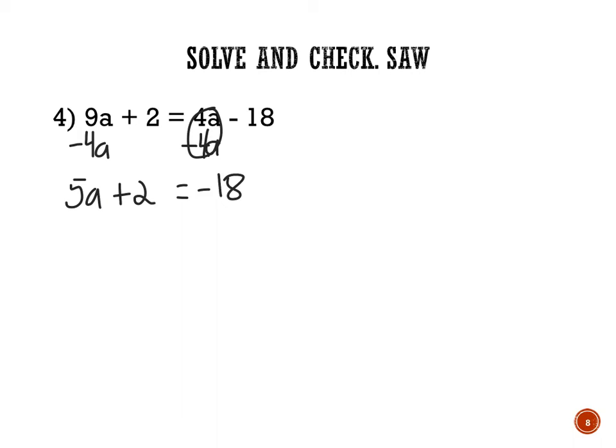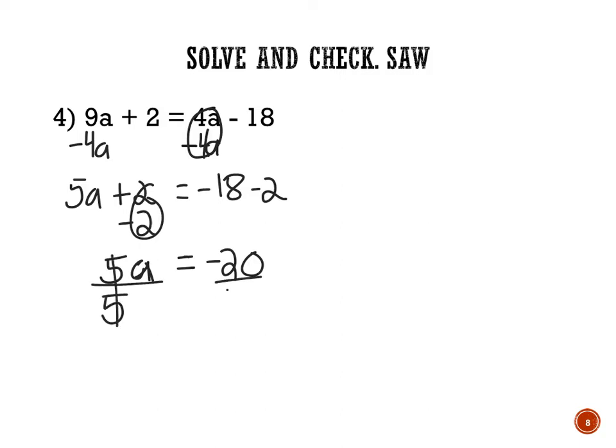Now I'm going to move my positive 2 over with my negative 18, so I'm going to subtract 2 to both sides. Negative 18 minus 2 gives me negative 20, so 5a equals negative 20. I'm going to divide by 5 to get a by itself. A equals negative 20 divided by 5 equals negative 4.